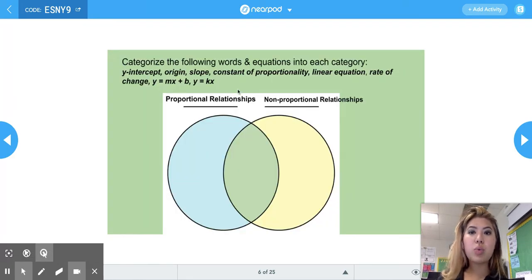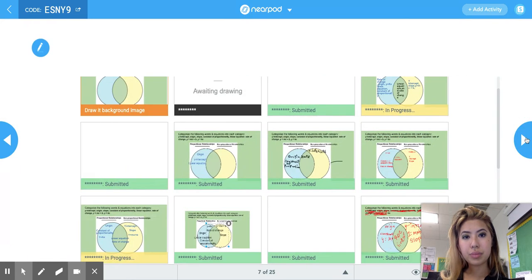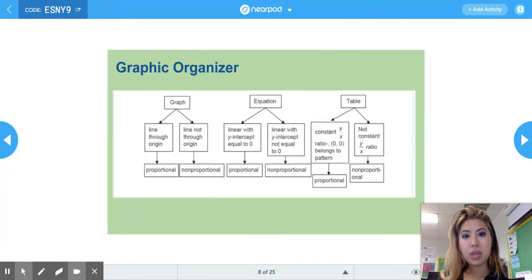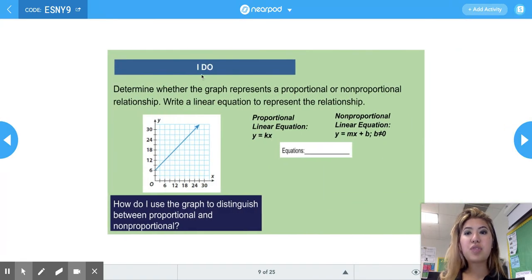We had an activity where students had to categorize the following words and equations into this Venn diagram. Then we have a graphic organizer. That's another picture to show the differences between proportional and non-proportional relationships. This first I do is determine whether the graph represents a proportional or non-proportional relationship. And we have to write a linear equation to represent the relationship.